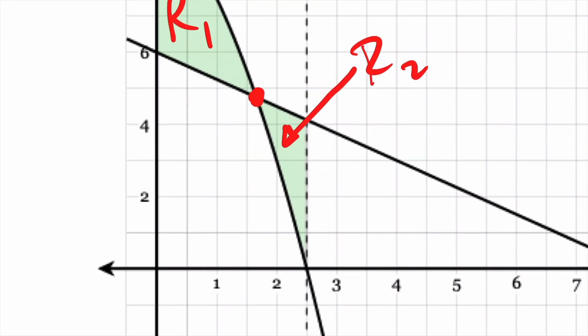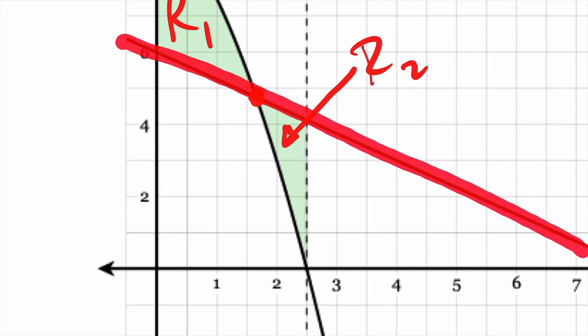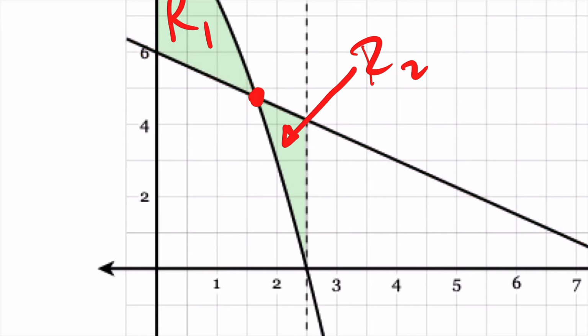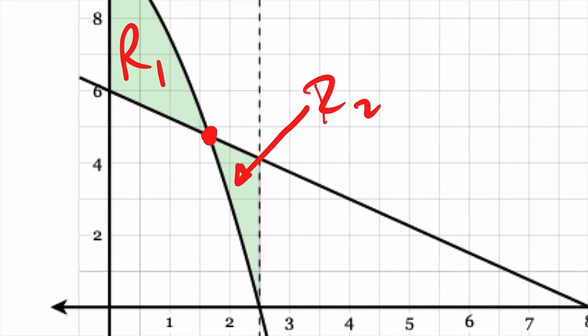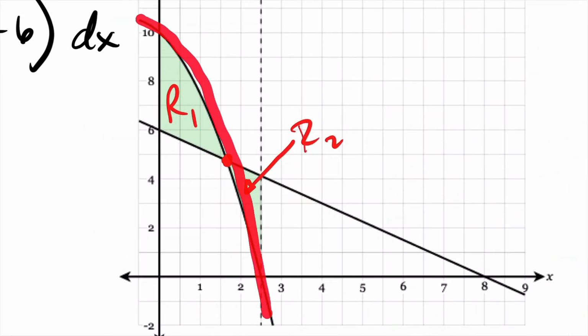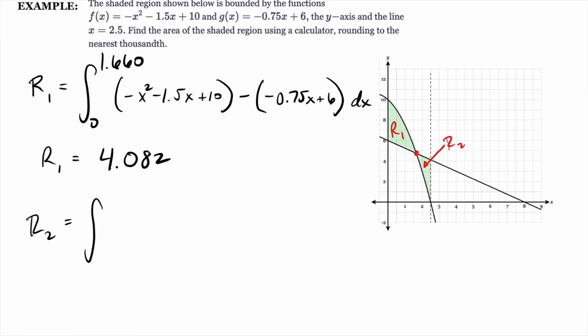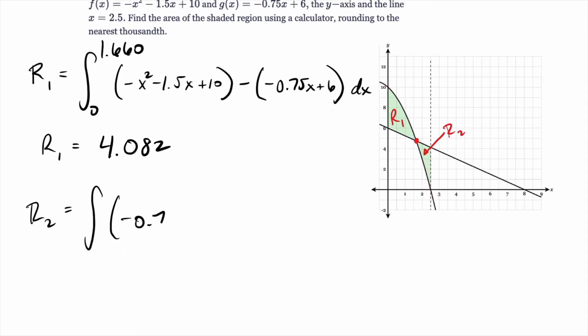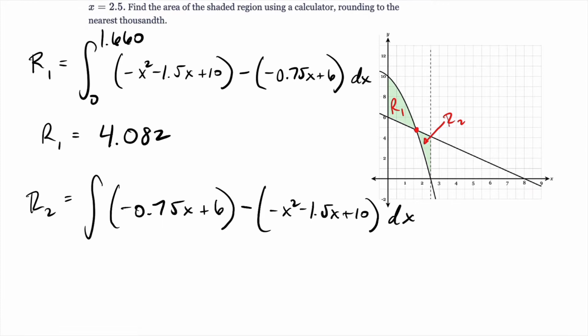So if we're doing R2, it's a different top curve, different bottom curve. The roles are switched. Okay. So the line is the top curve, and the parabola is the bottom. Okay, so let's make those switches. So we have negative 0.75x plus 6, that's the top, minus the bottom. Okay.